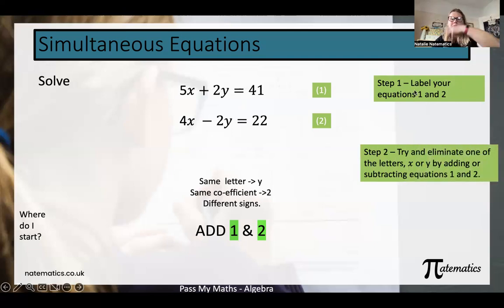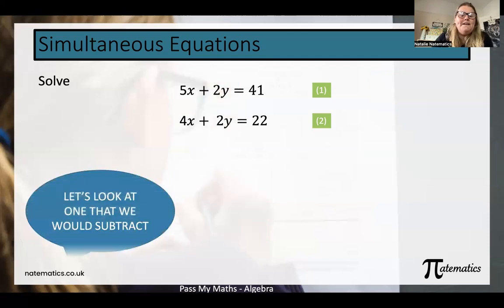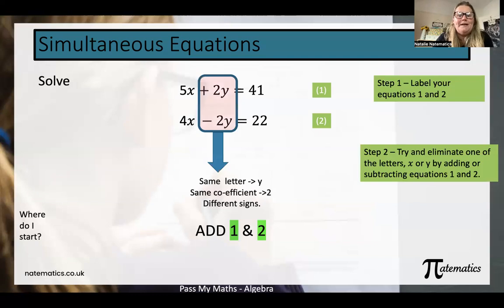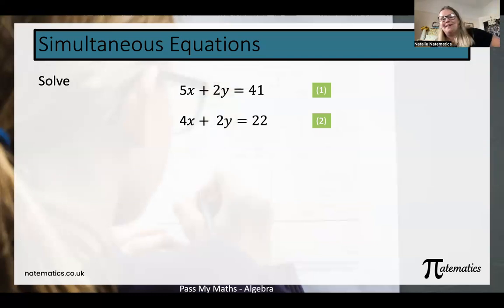Step 2, try and eliminate one of the letters. So what we're going to do now is look at, oh, hang on a minute. Oh, I know, sorry. I'm going through this now. I created this, goodness me, nearly a year ago. So just bear with me with what's on there.